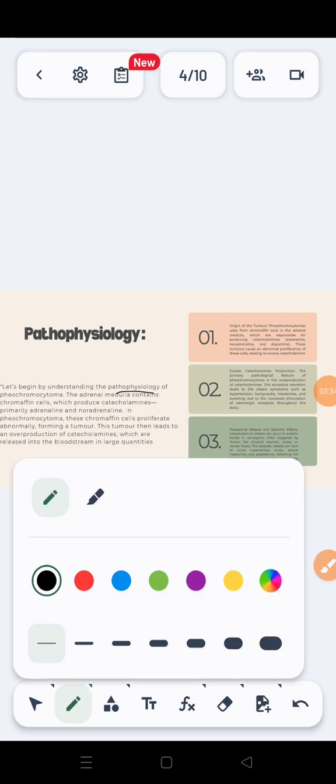In pheochromocytoma, these chromaffin cells proliferate abnormally, forming a tumor. So these cells which are present in the adrenal medulla, they start behaving differently. They start differentiating into a tumor. So these chromaffin cells proliferate abnormally, forming a tumor. The tumor then leads to an overproduction of catecholamines, which are released into the bloodstream in large quantities.